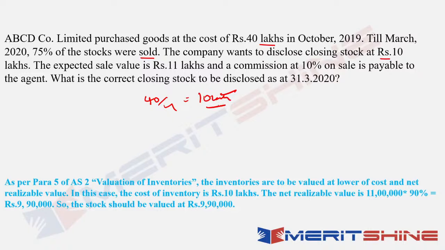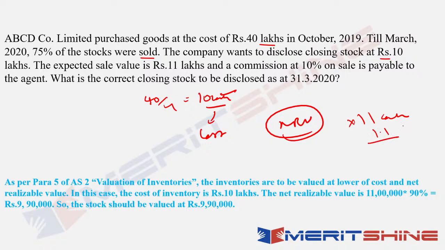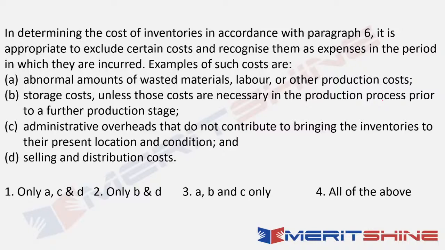But what is the net realizable value? This is your historical cost, and your NRV will be equal to what? The expected sales value is 11 lakh, but 10% is payable to the agent. So 10% of this will be how much? Yeah, so 1.1 lakh of the 11 lakh will be your commission that you will have to subtract. So net realizable value will be only 9.9 lakh. So you will have to put this value at 9.9 lakh. That is your NRV versus cost, which is lower here. NRV. Okay, try this one now.